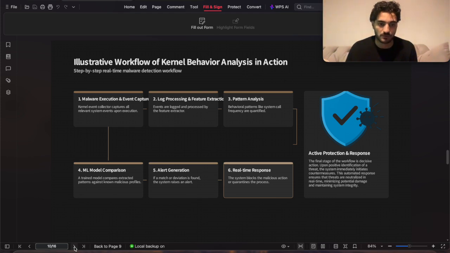A trained model compares the extracted patterns against known malicious profiles. Alert generation: if a match or a detection is found, the system will give an alert. Real-time response: the system blocks the malicious actions or contains the process.